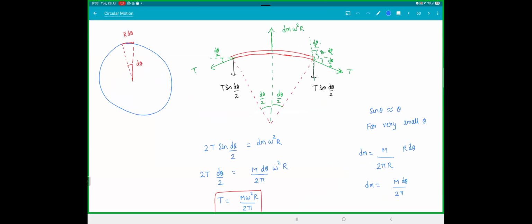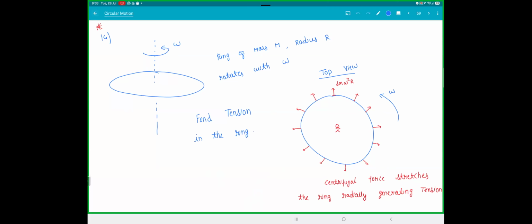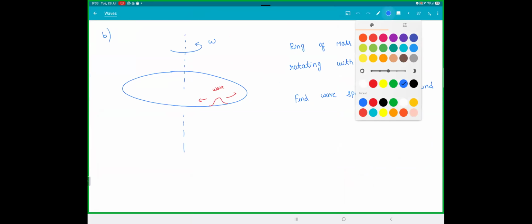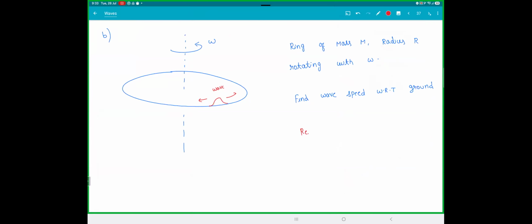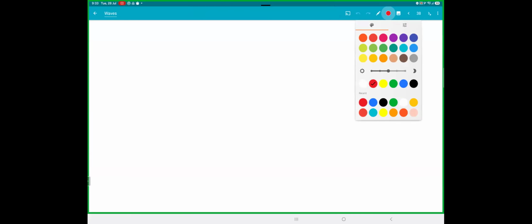Take a small piece, 2T sine d theta by 2. This is the story, so I'll put the reference there. Page 59, circular motion. This is actually a circular motion question. I should definitely refer this. But anyways, let's derive this.